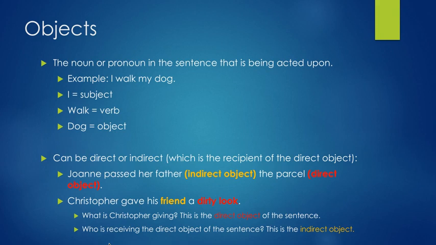Another example, Christopher gave his friend a dirty look. The direct object of the sentence would be the dirty look. That's what Christopher is giving. And who's receiving that dirty look? That's the indirect object. That would be his friend.